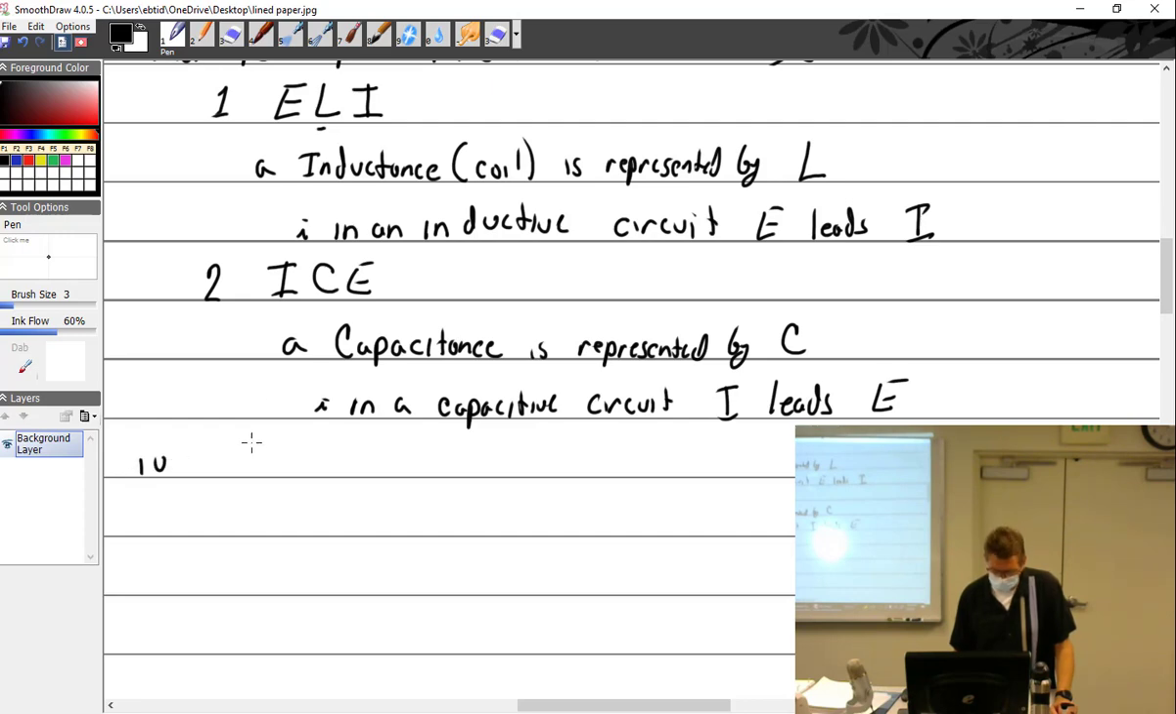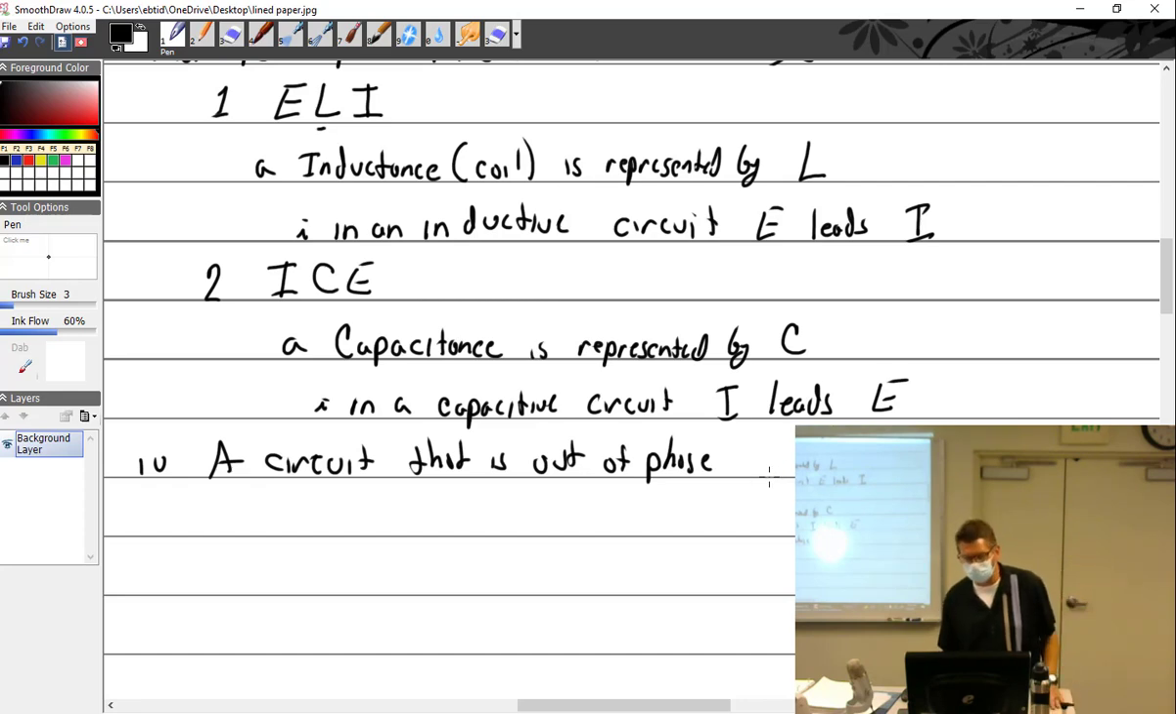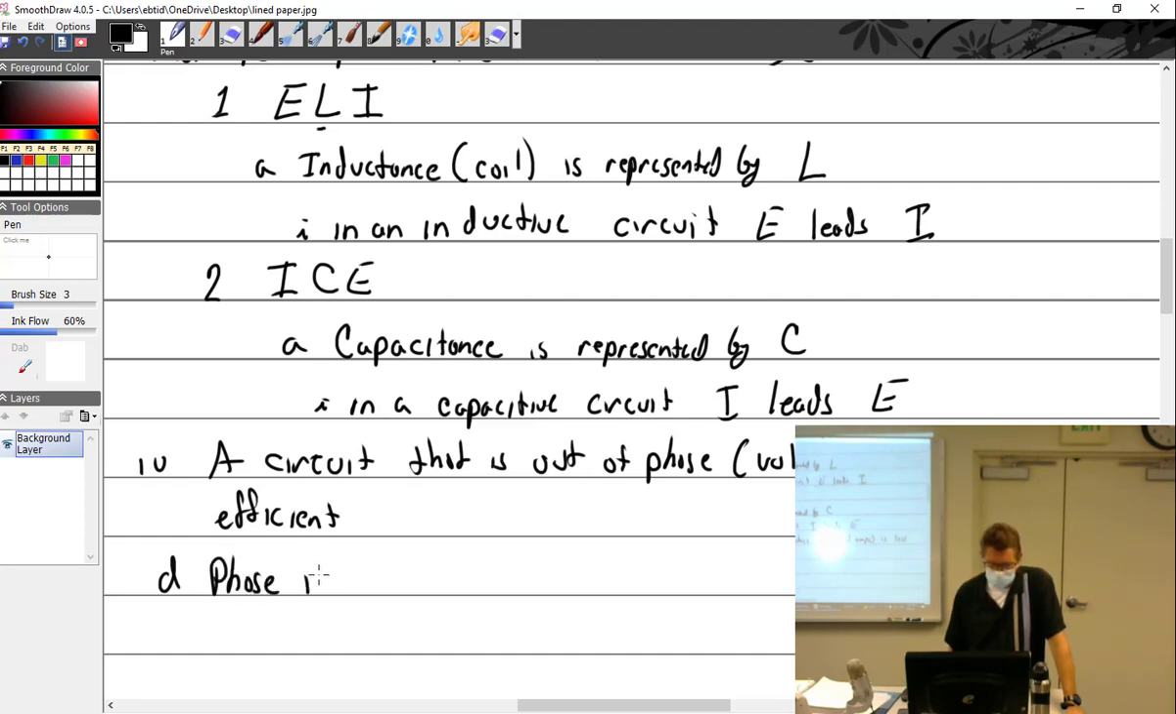And let's see, a circuit that is out of phase, that is, the volts and amps aren't in phase, is less efficient. All right, I already said this. Phase represented in degrees is called phase angle. Did I say that? I'll say it again. Phase is represented in degrees, called phase angle.